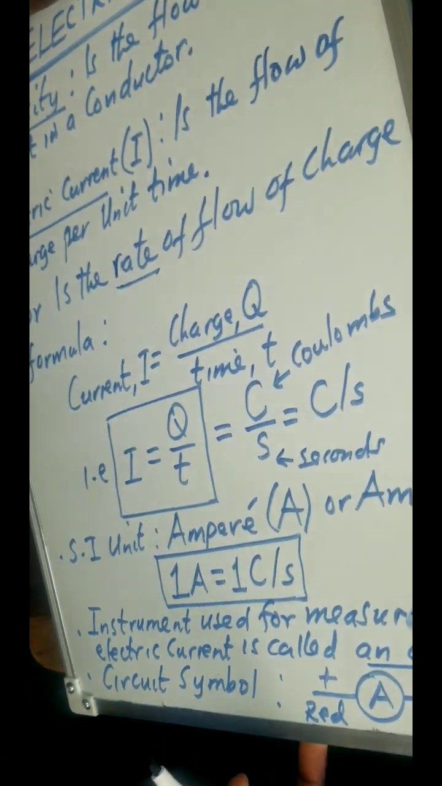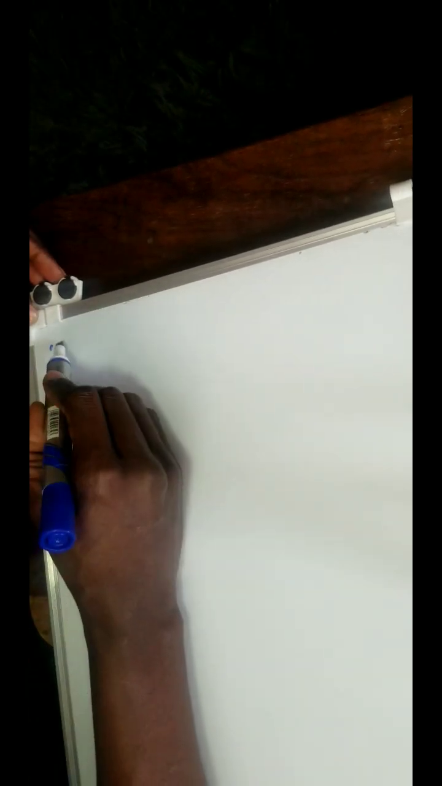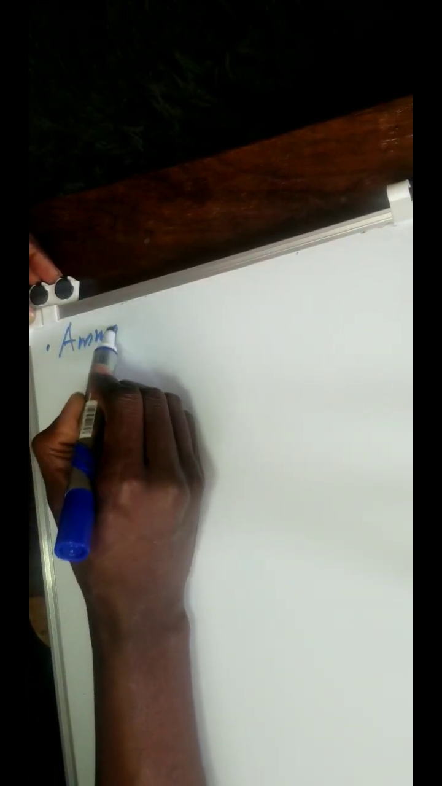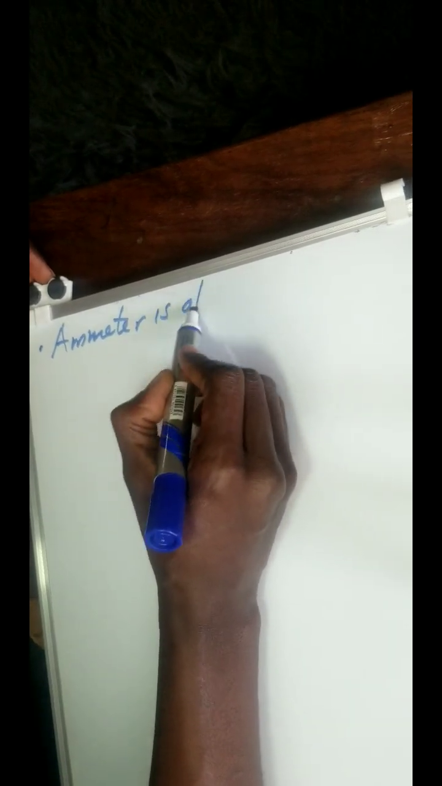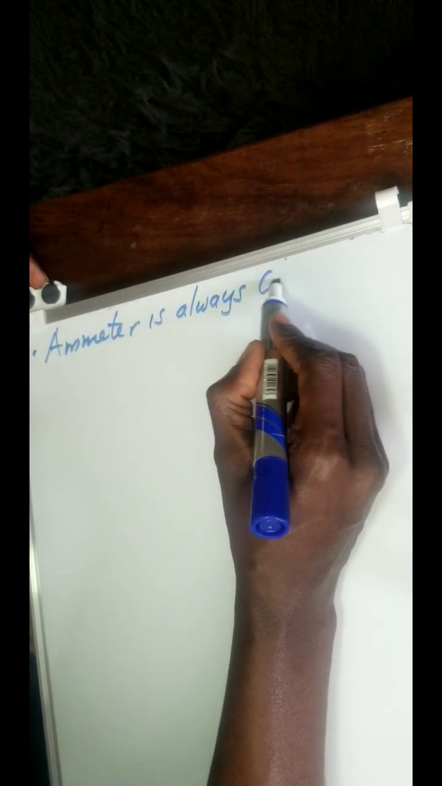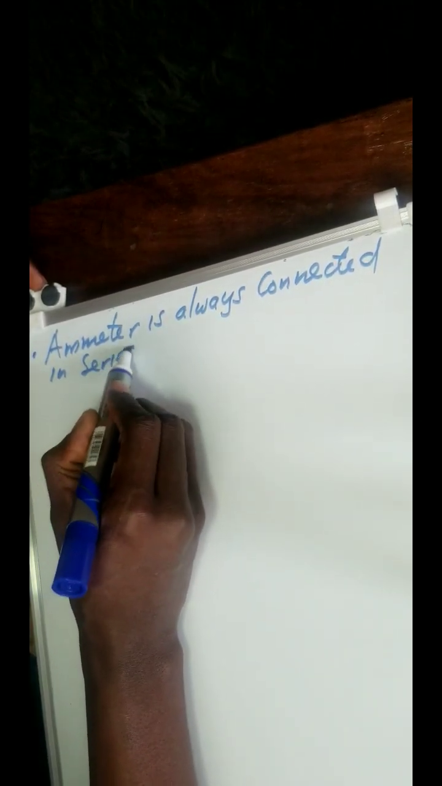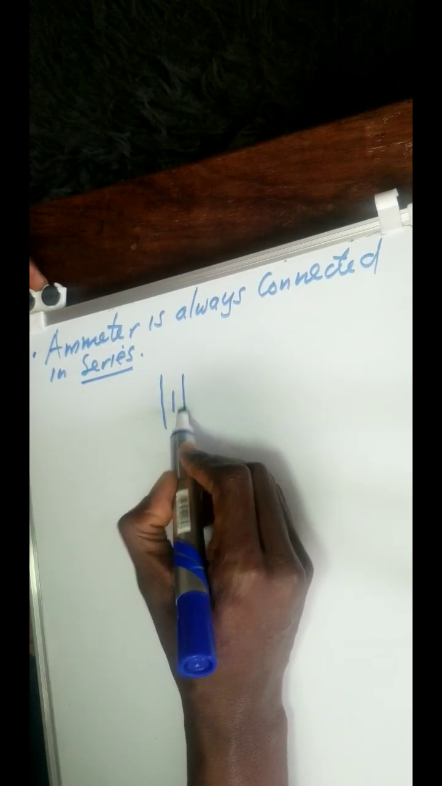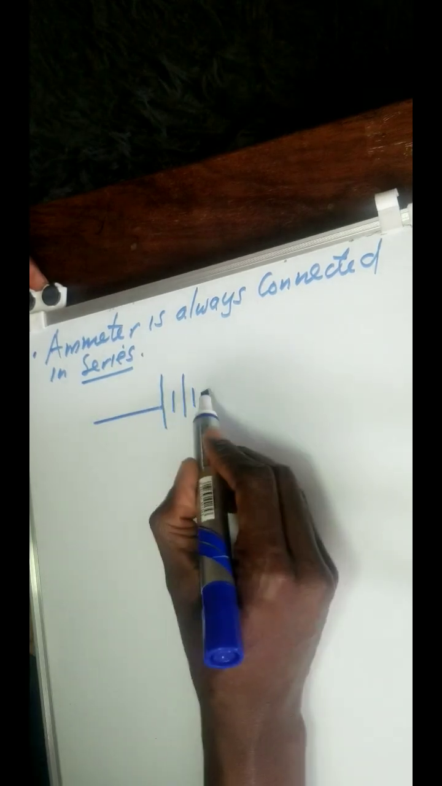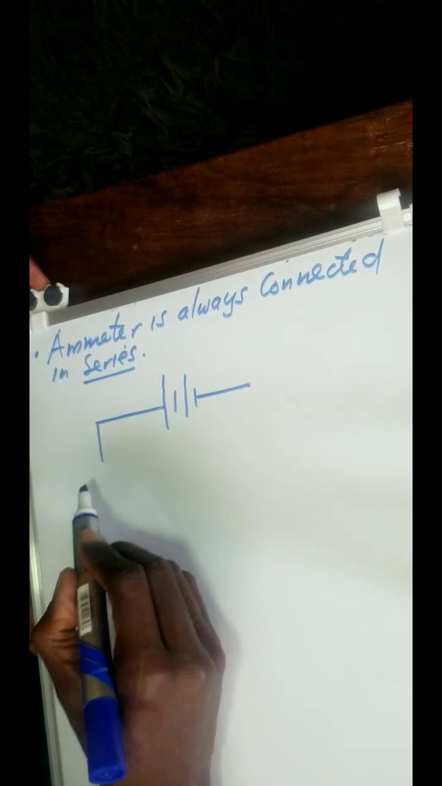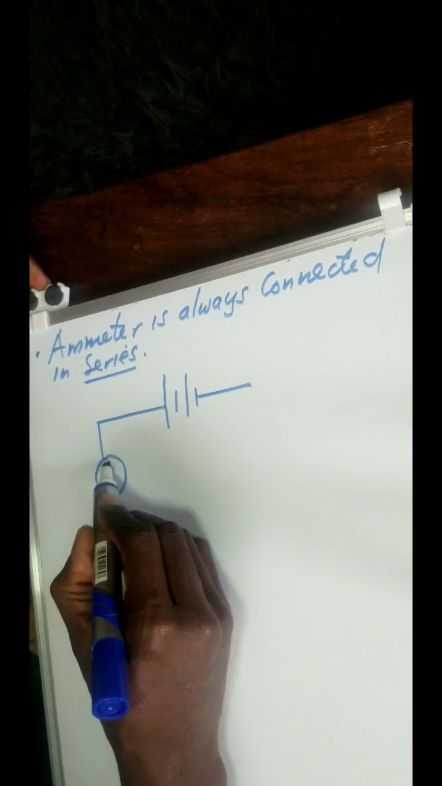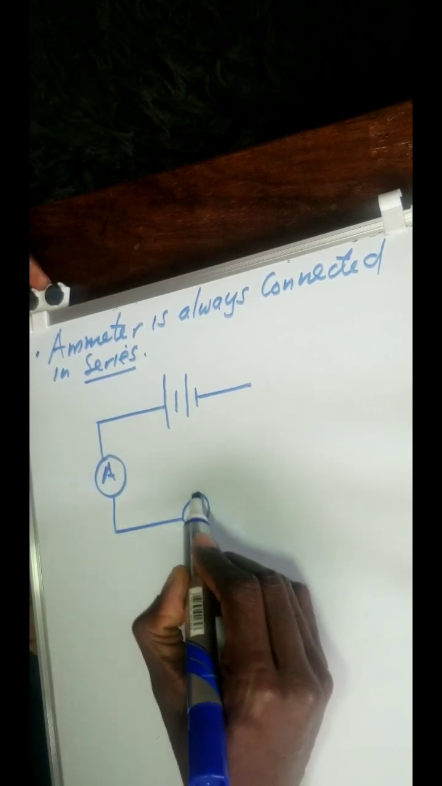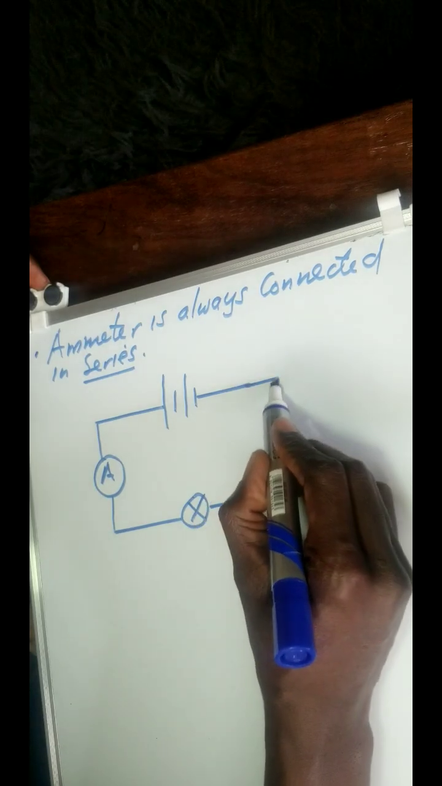So what do I mean when I say an ammeter is always connected in series? Let's just flip and put up. So an ammeter is always connected in series to the component that you are measuring. For example, if this is the power source that I'm having there, it simply means I can put up an ammeter there, but that ammeter should always be in series to the component that you are measuring.